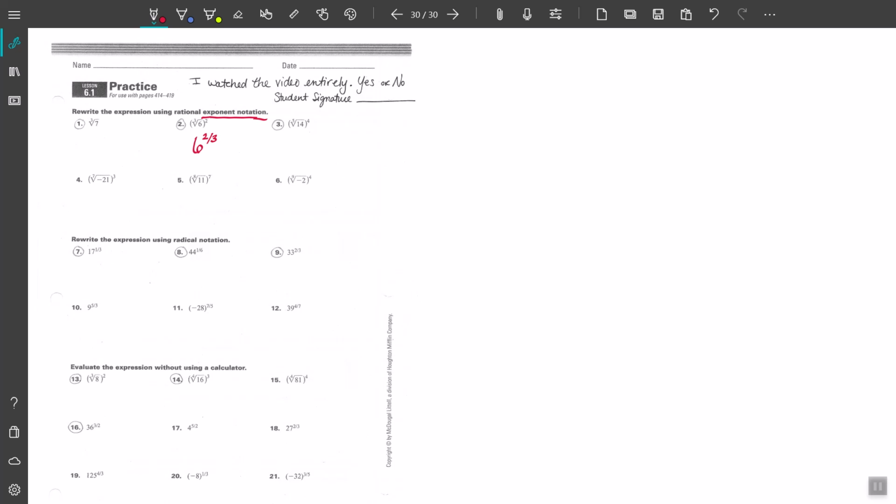All right, in number 3, we'd follow the same steps. We know it's in radical notation because it has the radical symbol in it. The 14 is the radicand, that's what's under the radical symbol. So we're going to rewrite that. That's going to become our base. And then we're going to look out here and see what exponent the entire radical is being raised to. In this case, it's a 4. And then we're going to make that our numerator.